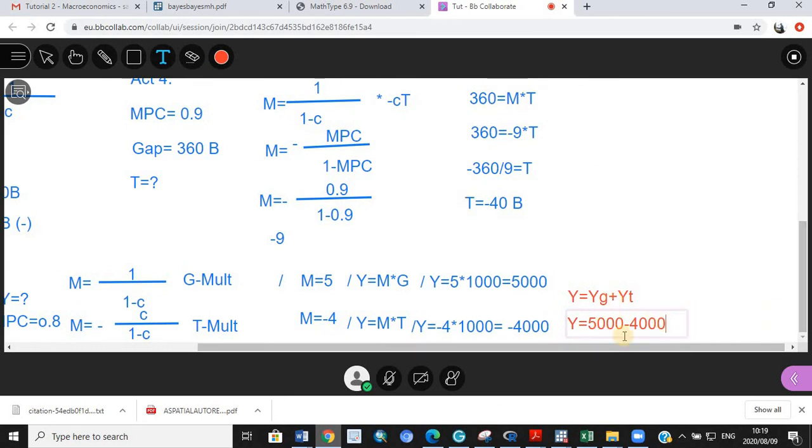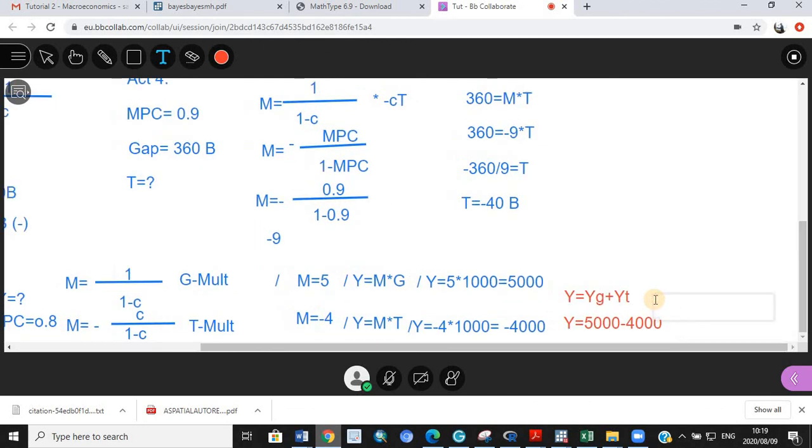Attention, this would happen if we were to employ two different changes at the same time. The reason why here we have minus is because the tax multiplier is smaller than the government spending multiplier. So the overall y is equal to 1000.